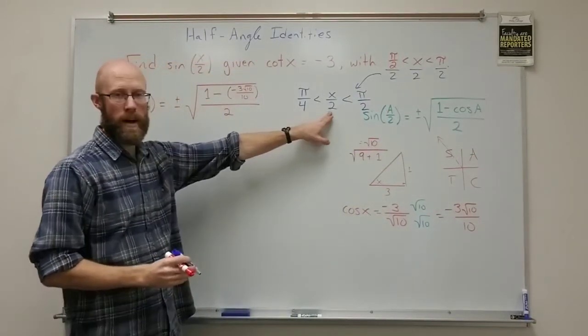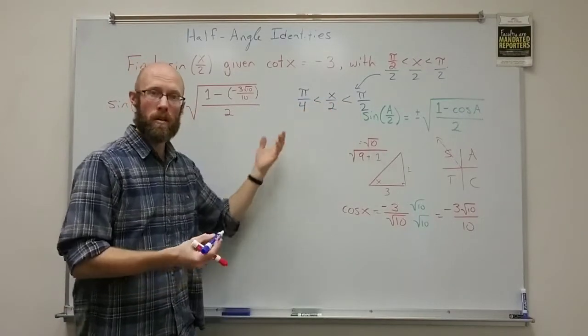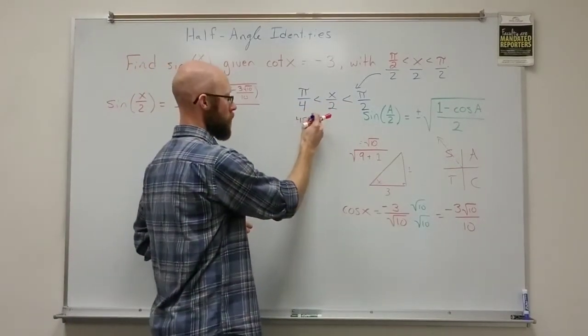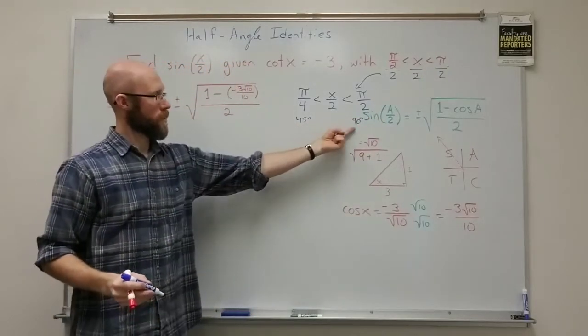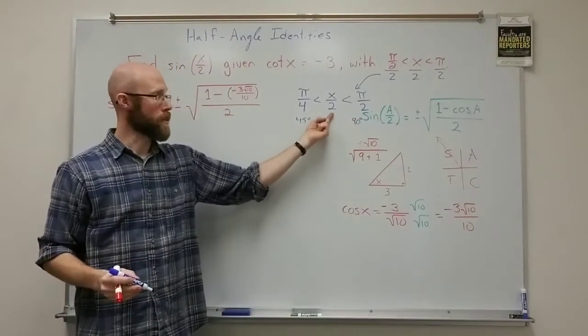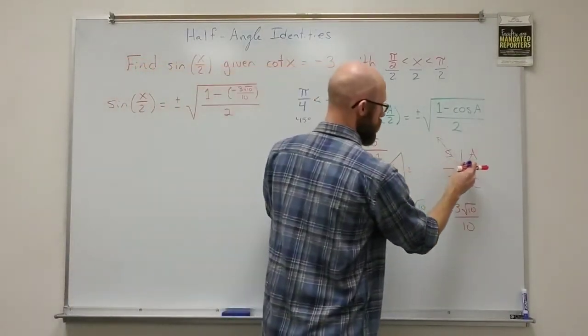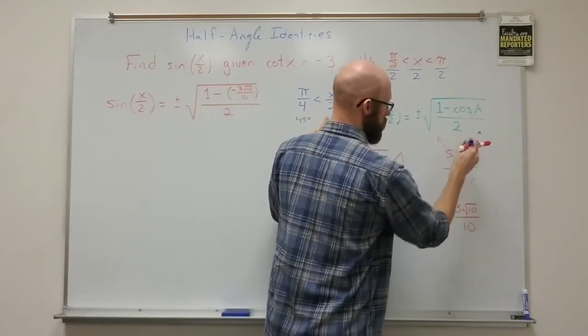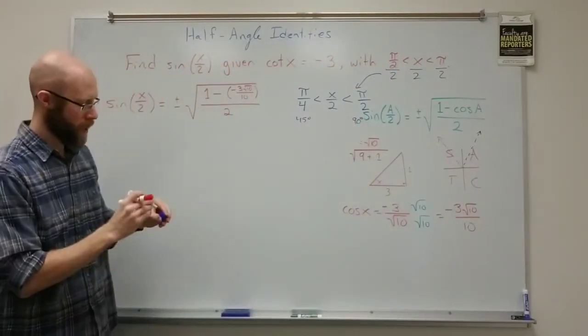So if this angle x over 2 is between pi over 4 and pi over 2, equivalent to a 45-degree angle and a 90-degree angle, if my angle is between 45 and 90, that means it's got to be in the first quadrant, right? So x over 2 is somewhere over here in the first quadrant between 45 and 90.